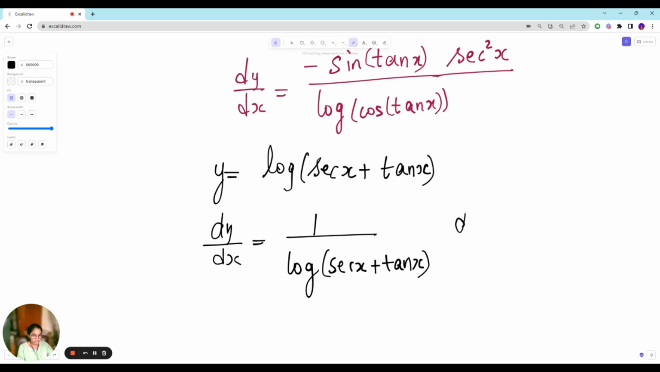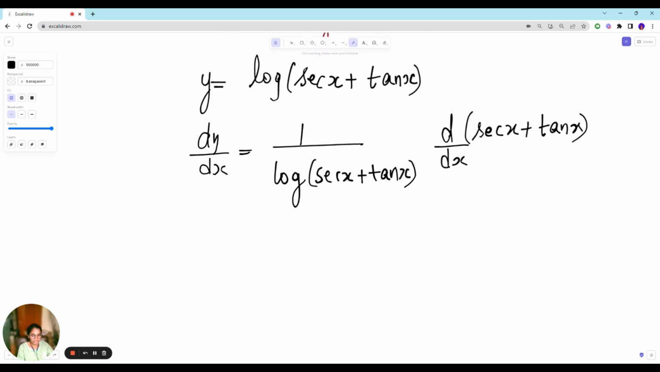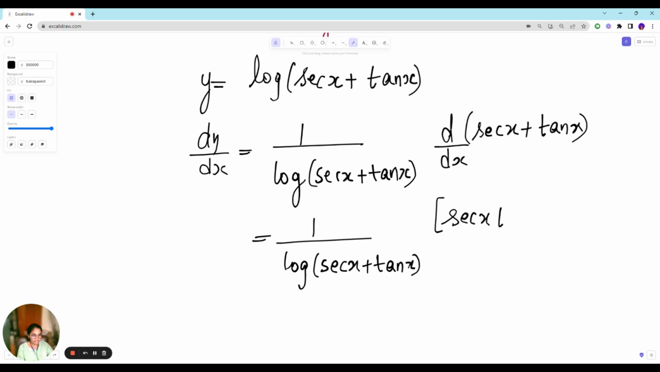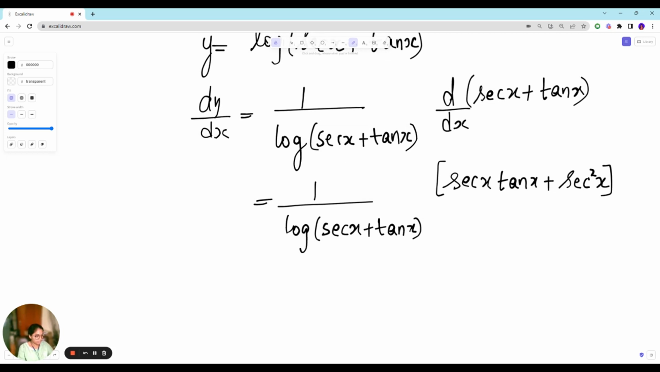Correct? So now what is d by dx of secant x plus tan x? I can give derivative to each term. Agree? So I would get, let me write this term as it is, secant x plus tan x. What is derivative of secant x? It is secant x tan x. What is derivative of tan x? It is secant square x. That is our final answer. Yes?